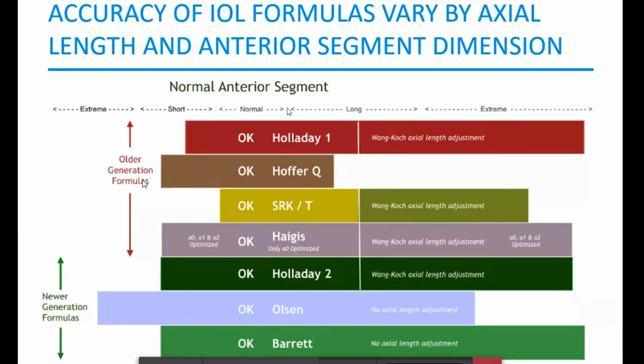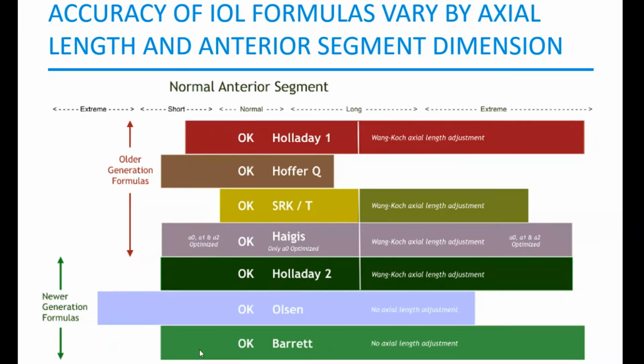I think I have a view of the formulas here. Older generation formulas like Holladay 1, Hoffer Q, SRK/T are considered to be third generation formulas. Fourth generation formulas actually start from Haigis onwards, so you can consider Haigis an older form of fourth generation formula. But the newer fourth generation formulas are Holladay 2, Olsen, and Barrett, and also not listed here, but used by some surgeons nowadays, is the RBF formula by Dr. Warren Hill. So those are some of the fourth generation formulas that are getting more and more popular.